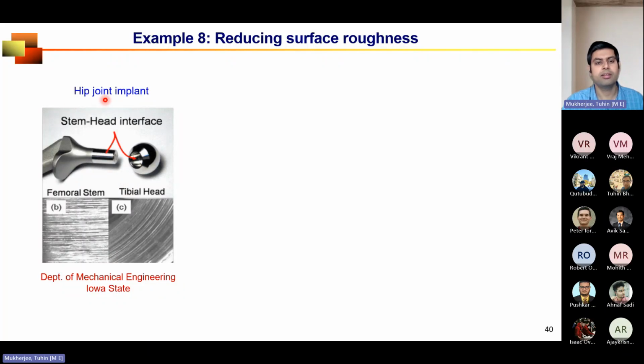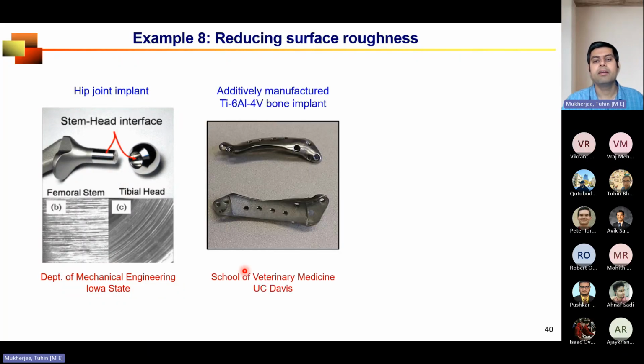This is an example of hip joint implant. This is another bone implant, titanium alloy, biocompatible titanium alloy bone implant made in UC Davis. You see that they have to do a significant amount of post-processing to be able to make this part fit for real use as bone implant. So additive manufacturing parts are susceptible to surface roughness.